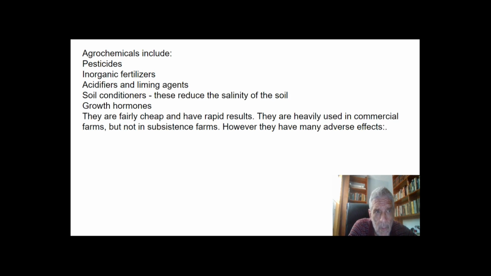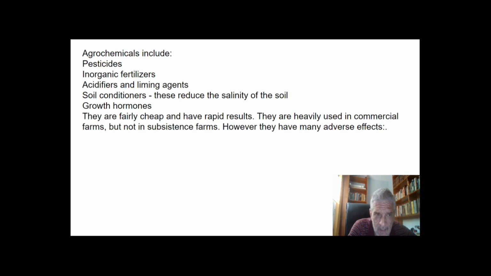And these include pesticides, inorganic fertilizers, acidifiers, and liming agents. These kind of adjust the pH of the soil. Soil conditioners. These reduce the salinity of the soil. We'll talk about salinity much later on. Growth hormones.